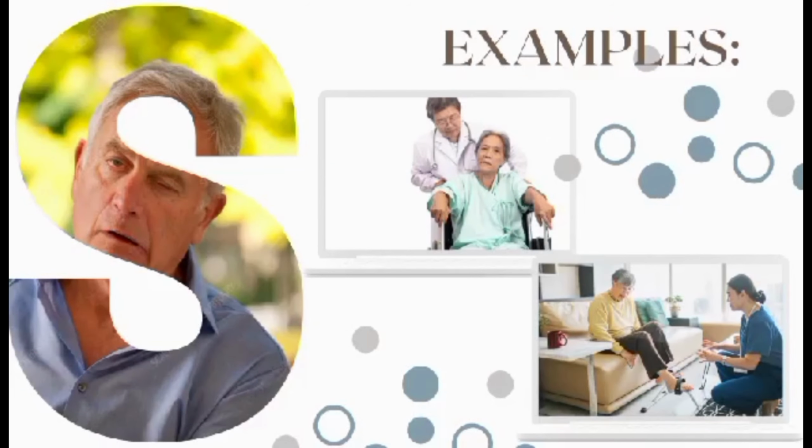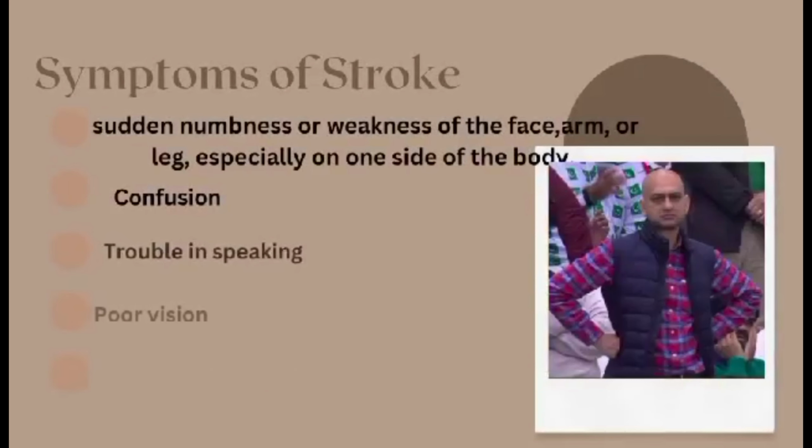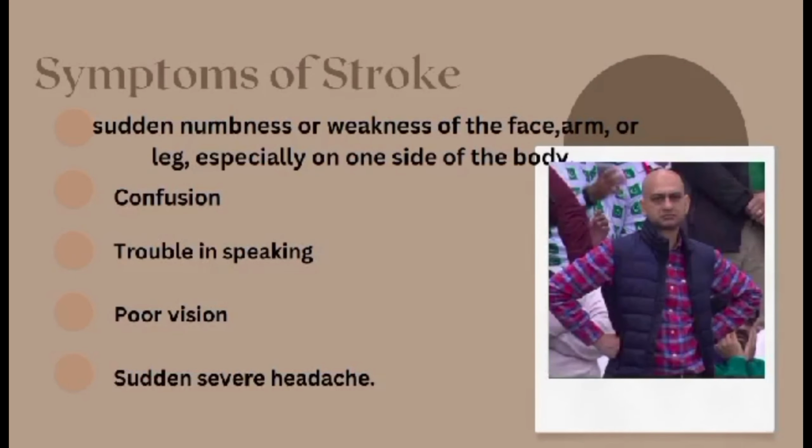So the blockage or rupture prevents the brain from receiving the oxygen and nutrients it needs, leading to the death of brain cells. Here are some symptoms of stroke: sudden numbness or weakness of the face, arm, or leg, especially on one side of the body. Number 2 is confusion, trouble speaking, poor vision, and sudden severe headache. If someone is experiencing these symptoms, it is crucial to call emergency services immediately and note the time when the symptoms started. Quick medical intervention can help minimize brain damage and improve the chances of recovery.